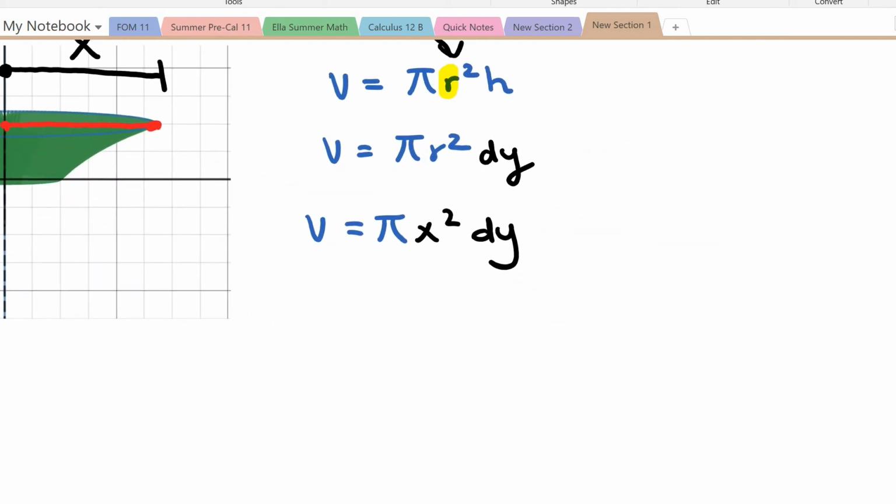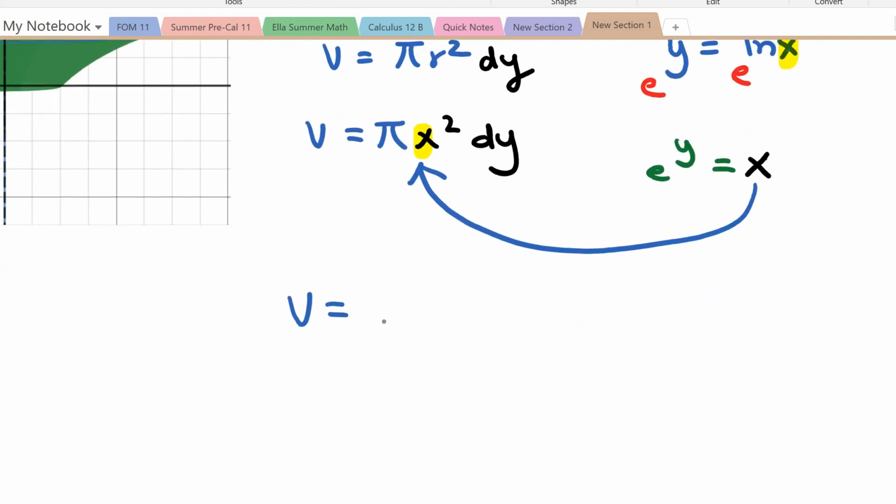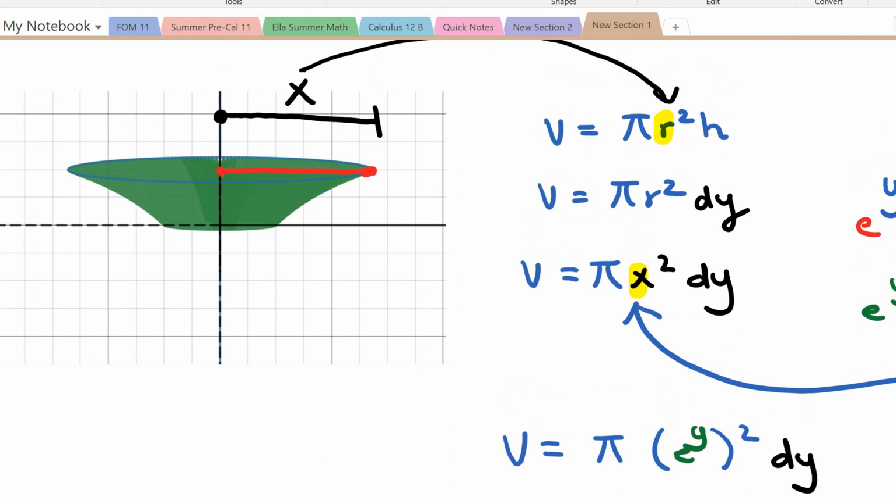And then you have to ask yourself, what does x equal to? Well, in the original problem, y equals ln x, and we need to isolate for x. So I can raise both sides to the power of e. So I have e to the y equals x. And then I can replace this x with that x. Okay, so volume equals pi, bracket e to the y, times dy. So that is my volume expression for one disk.